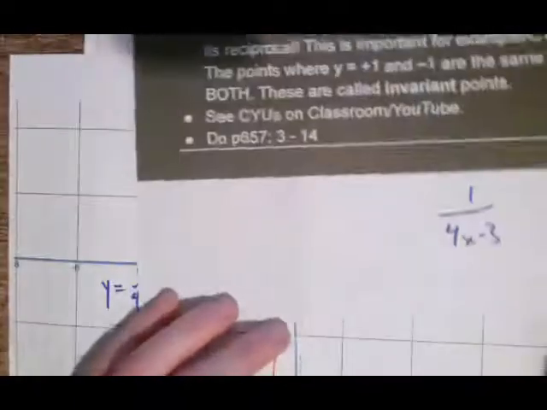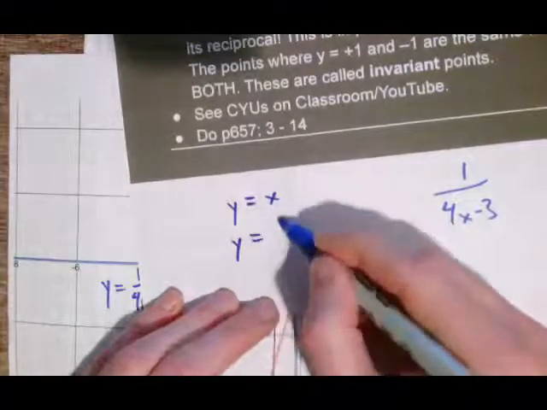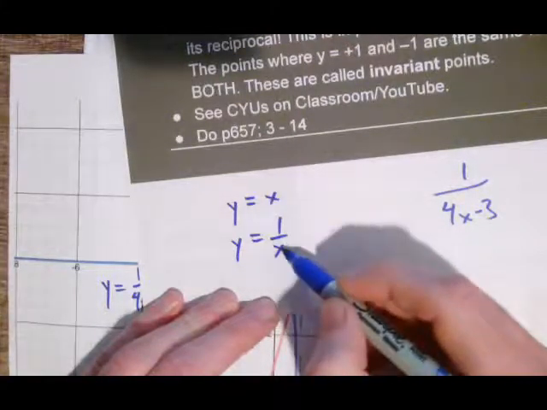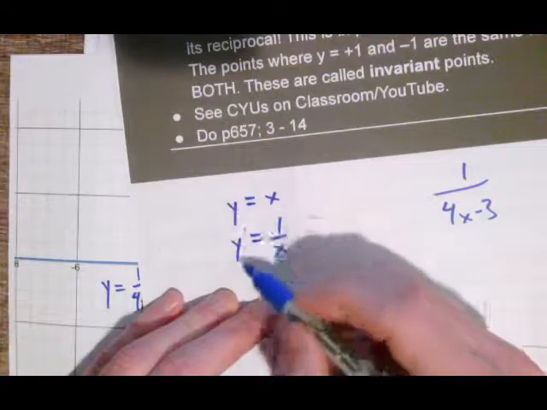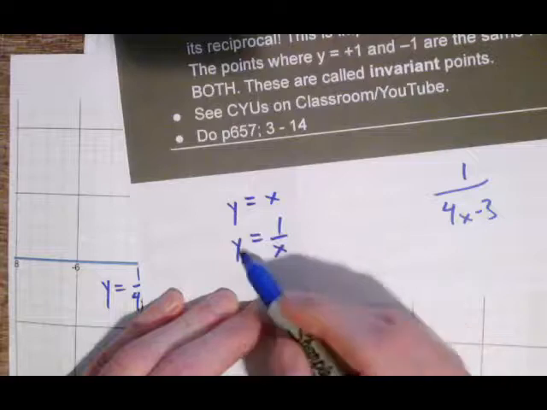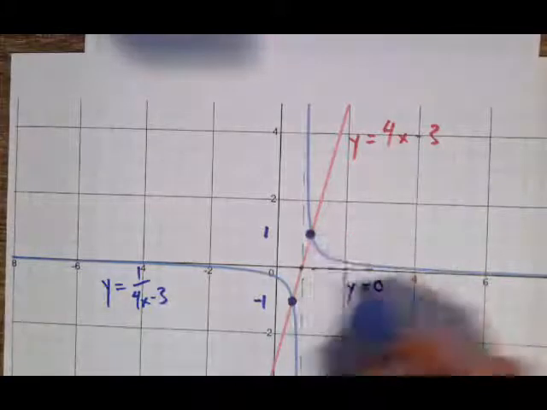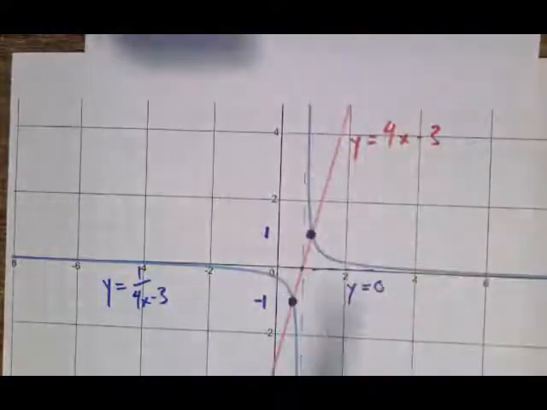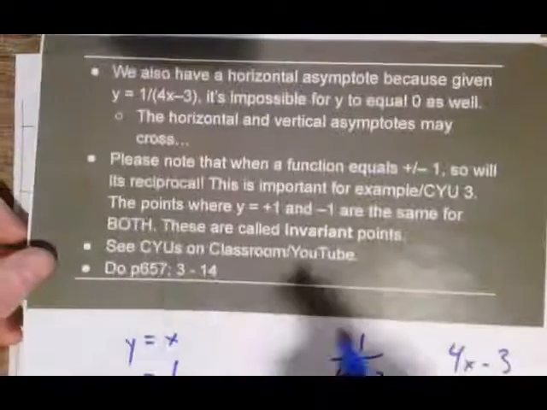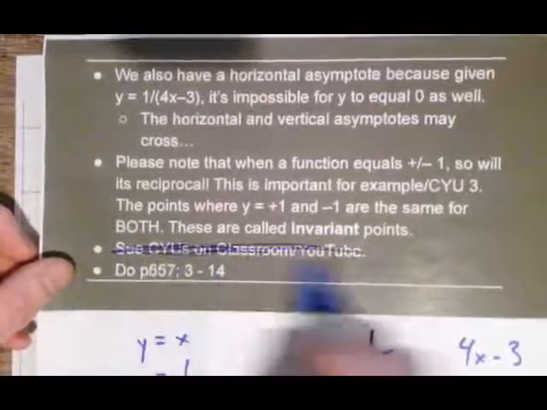If we look at a real simple example, y equals x or y equals 1 over x. When x is 1, y is going to be 1 here as well. If x is negative 1, y is negative 1, and it's going to be negative 1 here as well. So those points are common to the blue function and the red function. Called invariant points.